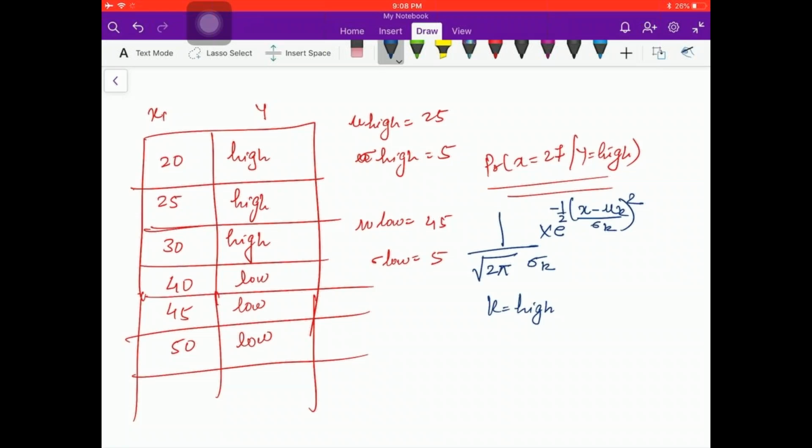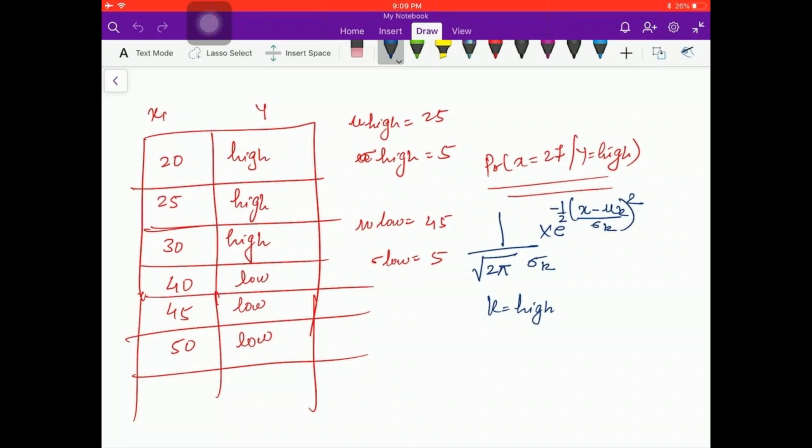So mu is 25. Correct. And sigma is 7.07. Okay, you calculated, that's great. But I just mentioned it, just assume it to be 5. But that's okay, if you have calculated, that's okay. You tell me what is the probability of x equal to 27 given y equal to high.